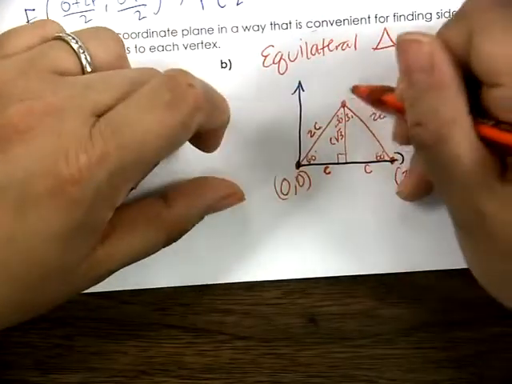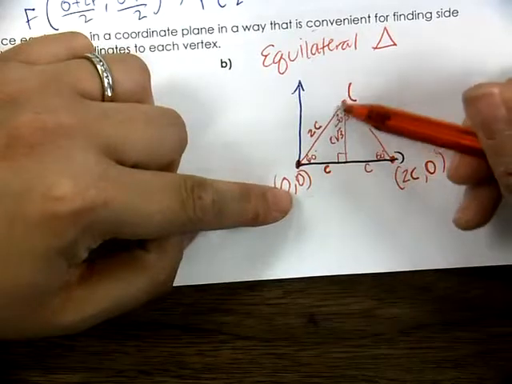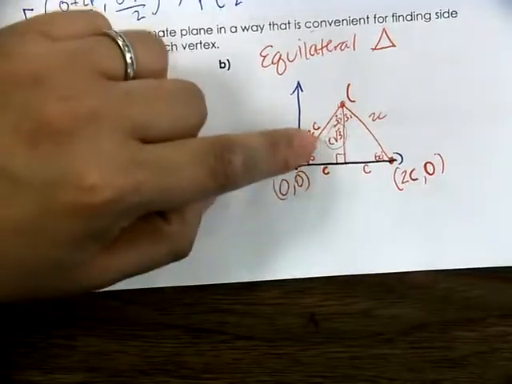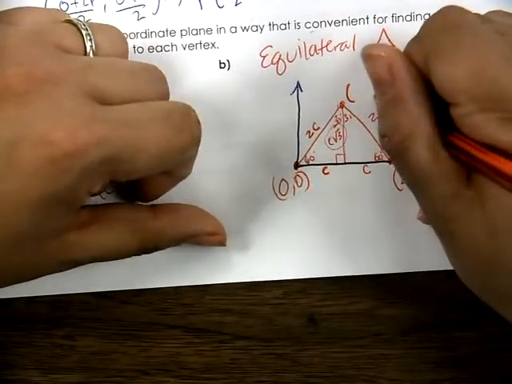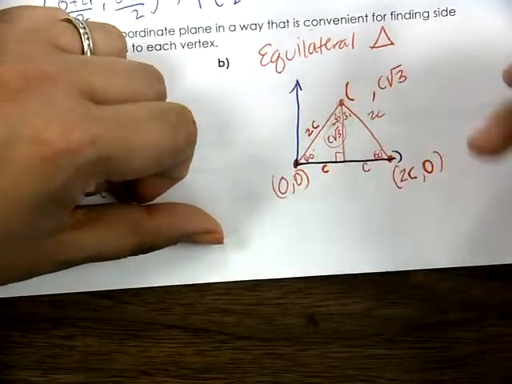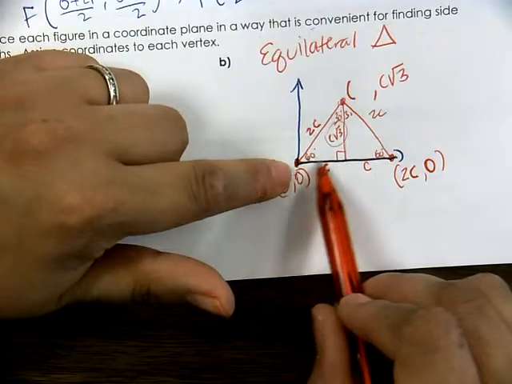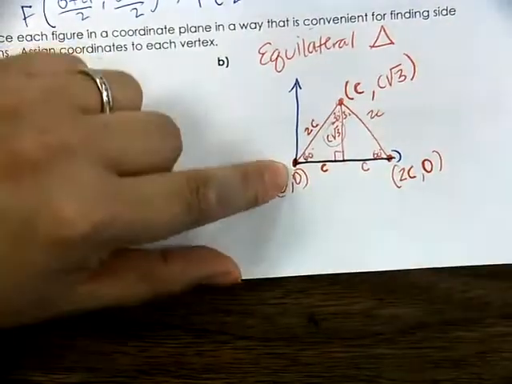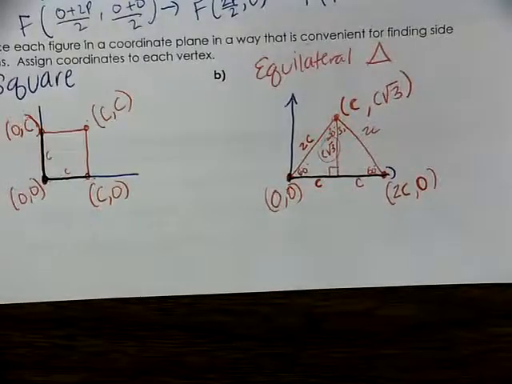Now finally, to label this point here, the y value for this point is the height of this triangle, which we just came up with, which was C root 3. So that's my y value. And then the x value, notice it went C units to the right, so C would be the x value. And so those are my 3 coordinates.